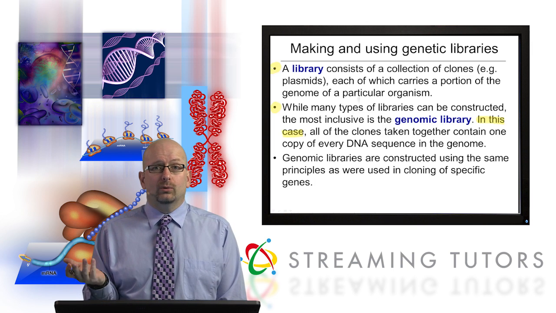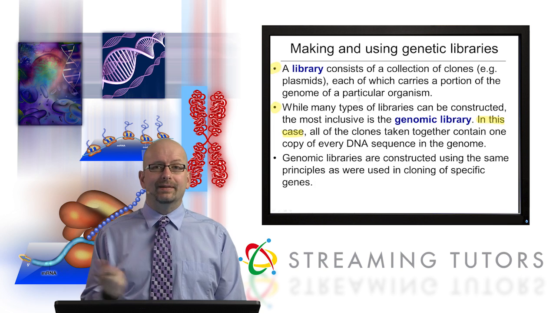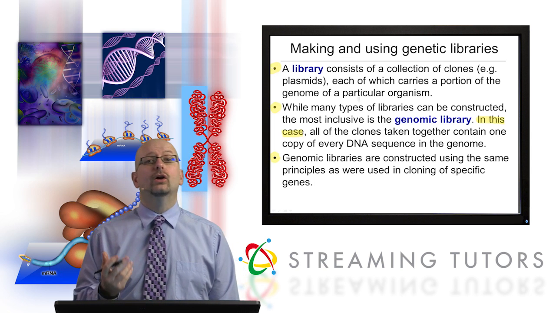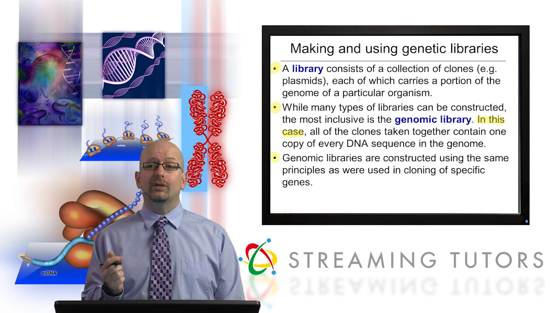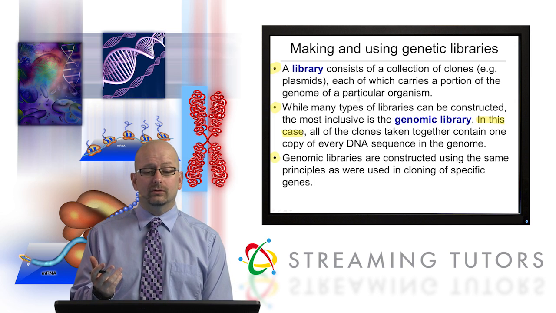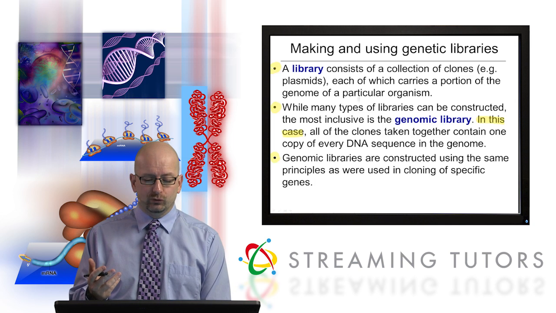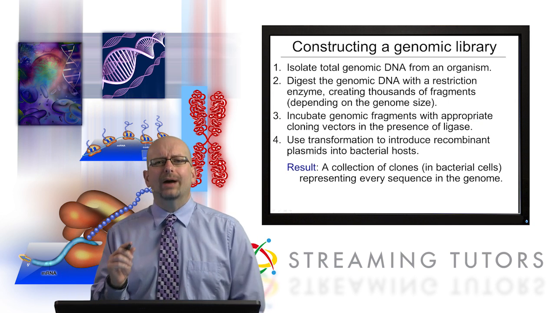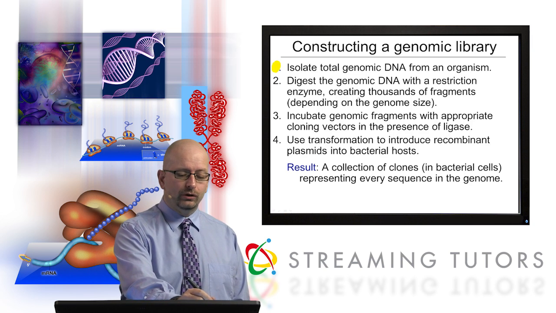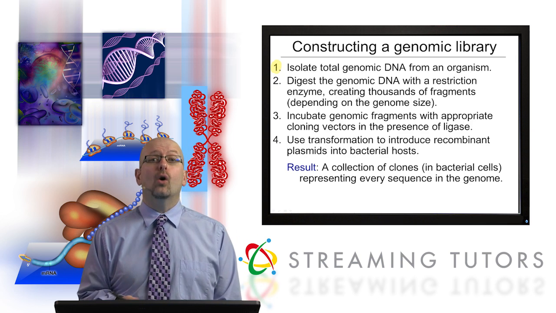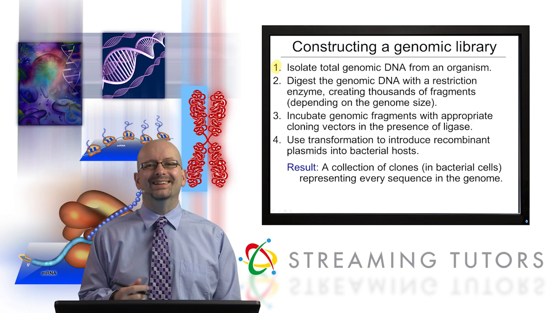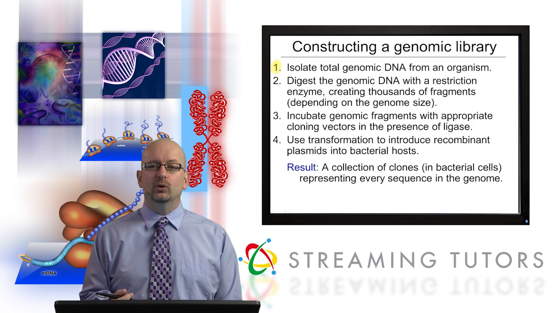But you might say, so what? What's the difference between having that and the genome? Well, we're about to find out. You construct the library using the same principles as we used in cloning of specific genes. So we can just remember those tools and things that we used. So how would you do this? And then we can discuss why you might want to do it. The first thing you'd do is isolate total genomic DNA from an organism. Let's just say it was a human to go along with what we've been doing.